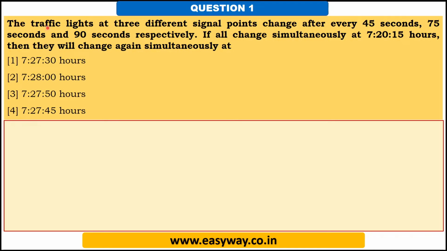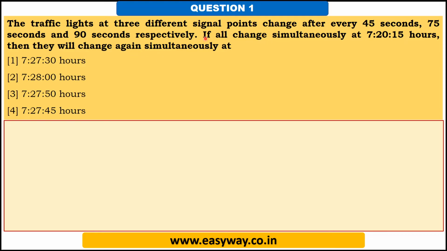Now the first question is: the traffic lights at 3 different signal points change after every 45 seconds, 75 seconds and 90 seconds respectively. If all change simultaneously at 7:20:15 hours, then they will change again simultaneously at. In this question, there are 3 different signal points. The first changes after 45 seconds, the second after 75 seconds, and the third after 90 seconds. If all 3 change simultaneously at 7:20:15 hours, then next simultaneously they will change at.